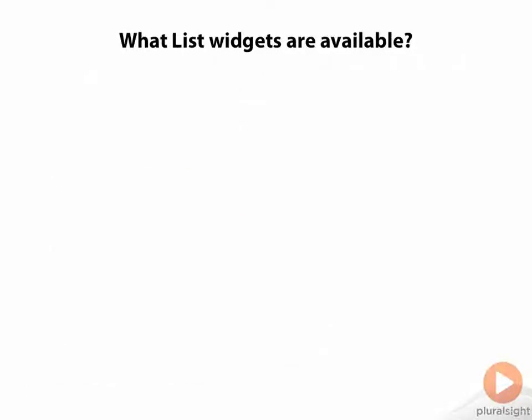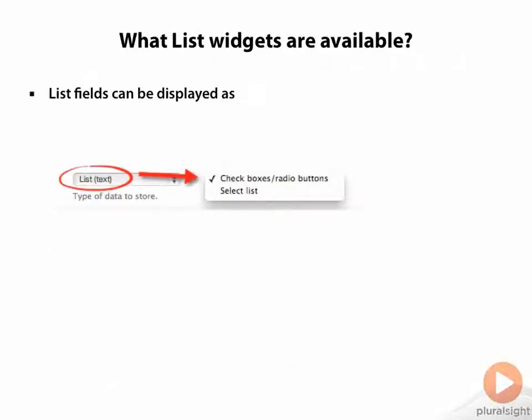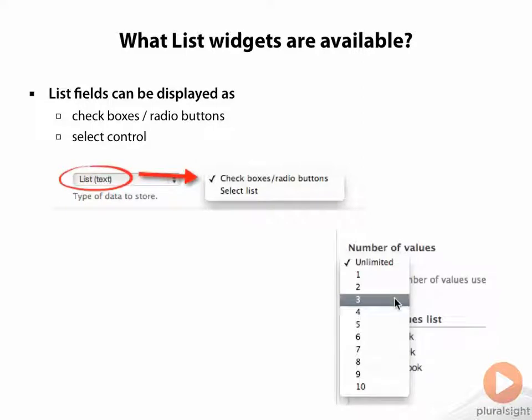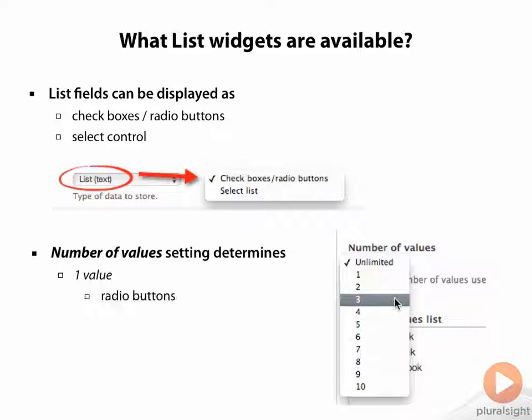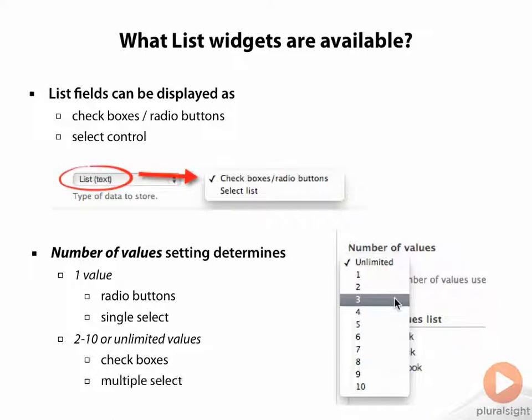Now, for lists, multiple widgets are available. You have a choice of displaying them as checkboxes or radio buttons, or you could use a select control. Now, in this case, the number of value settings that we've looked at will determine the specific widget that's going to be used. If you set a field to accept only one value, then you're going to have radio buttons or a single select control based on the widgets that you've chosen. If you set this to 2 to 10 or unlimited values, then you'll get checkboxes or a multiple select control.